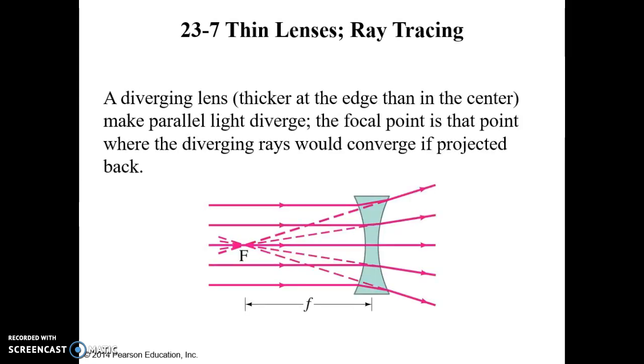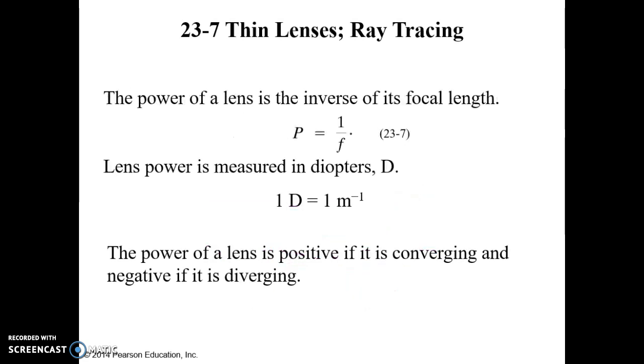A diverging lens, which is thicker at the edge than the center, makes parallel rays diverge. The focal point is at the point where the diverging rays would converge if they were projected back. Now, optometrists use the reciprocal of the focal length to specify the strength of eyeglasses or contact lenses. This is called the power of the lens, where P is power. The power of the lens is positive if it is converging, and negative if it's diverging.